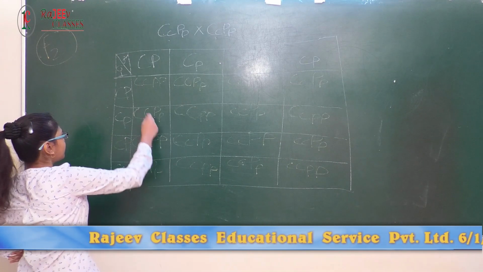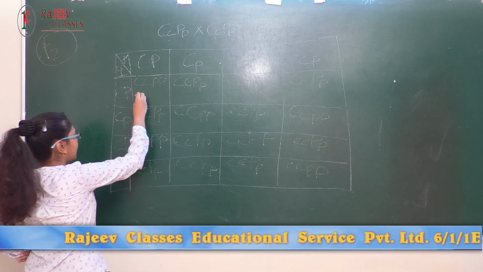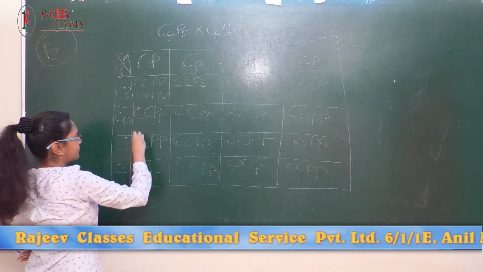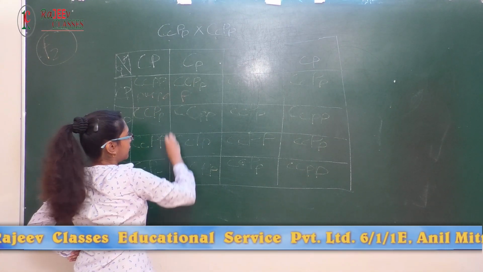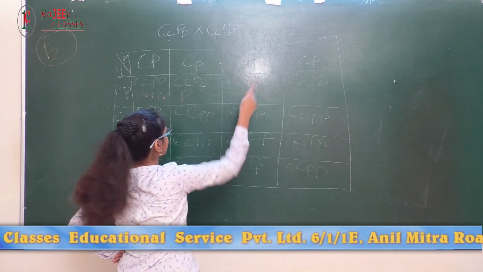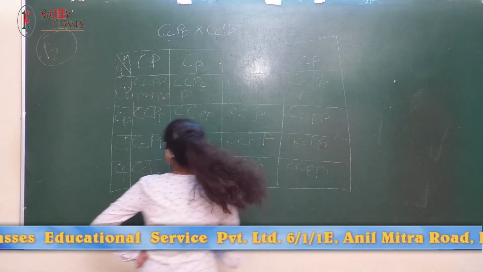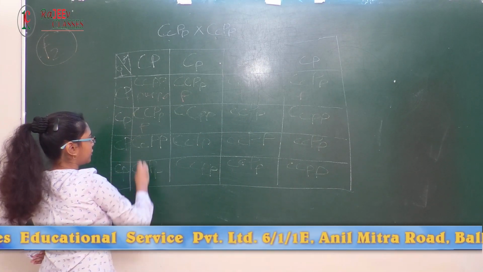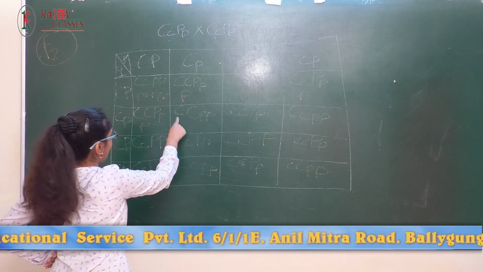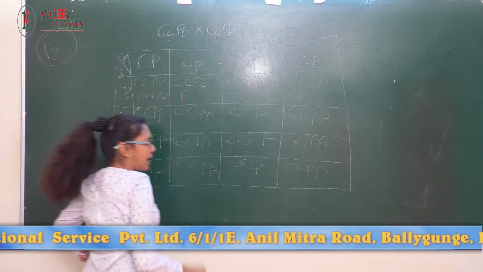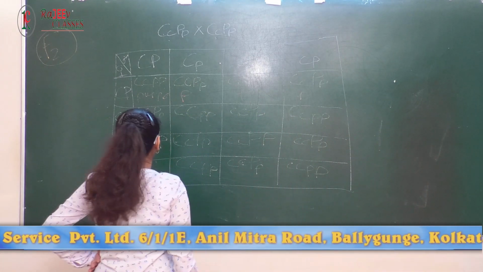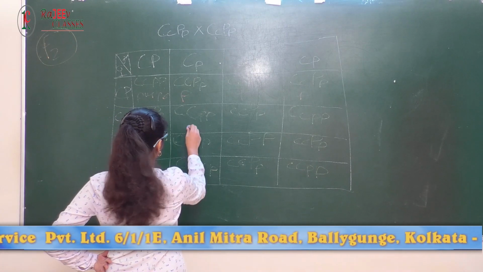So let's see. Capital C, capital P present. So this is purple. Capital C, again, purple. Again, purple. Again, purple. Here also, purple. See, over here, you have the capital C gene, but you don't have the capital P gene. So, this one's going to be white.